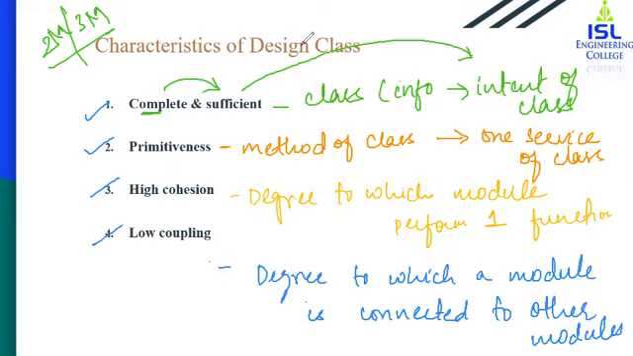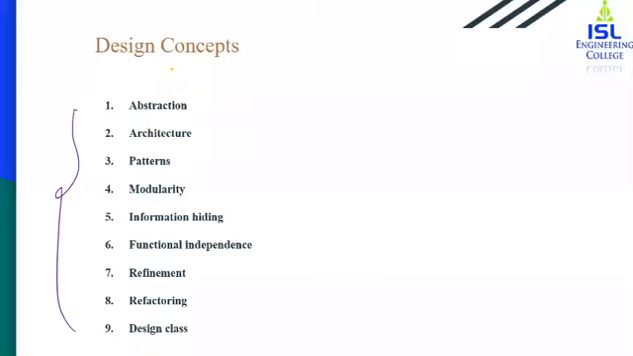With this, we've completed the design classes. There are 9 different concepts. For the 9 different concepts, you're going to write it for 5 marks. If asked for 10 marks, you can write for 10 marks. Based upon that, you're going to write. So a quick recap of the different design concepts.